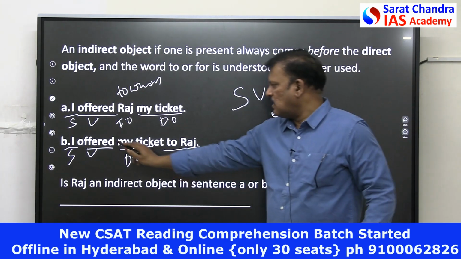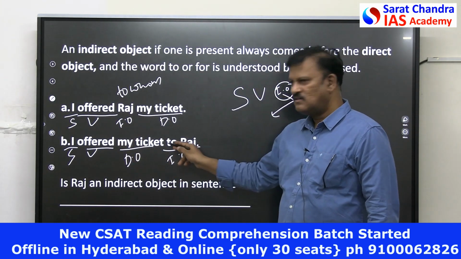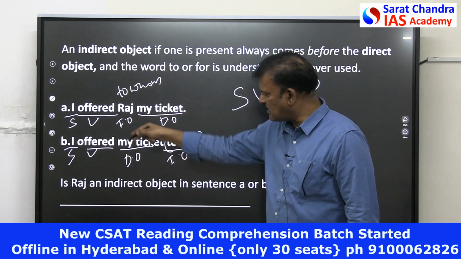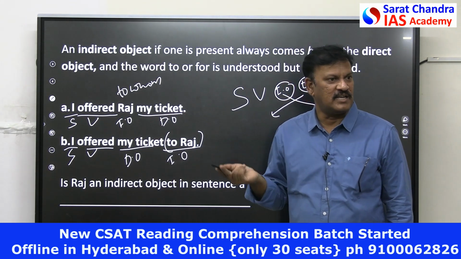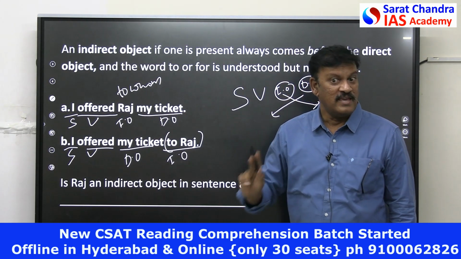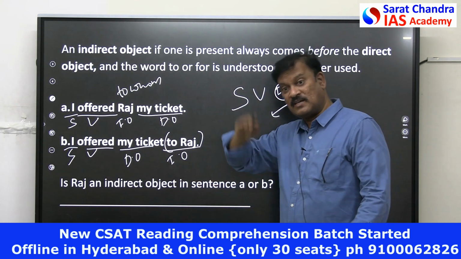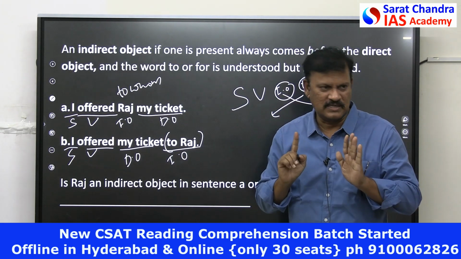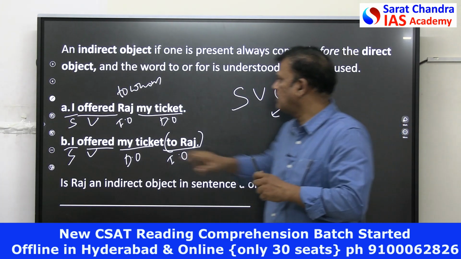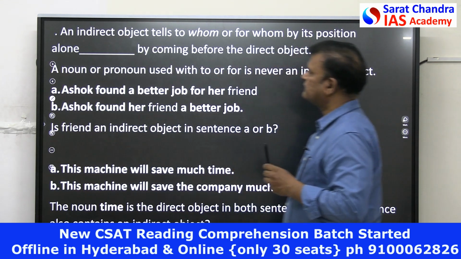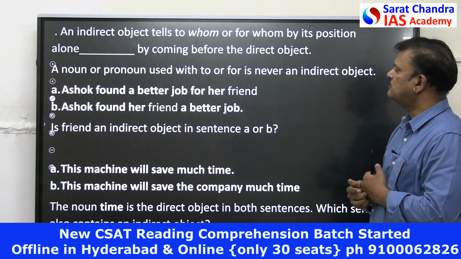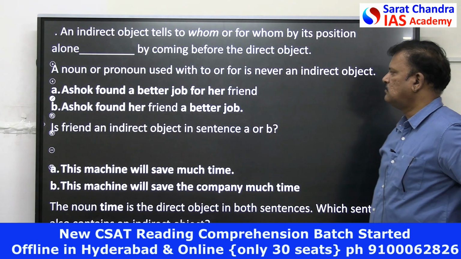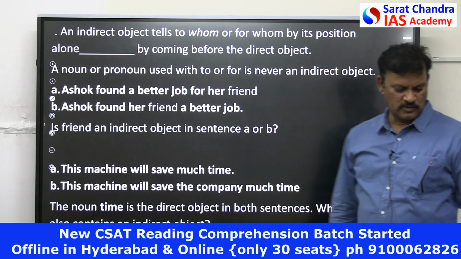Now look at this. I offered my ticket to Raj. To indirect object. If I ask you to change Raj here, I offered Raj a ticket. There I don't have to put any to or for. If I want to put that indirect object right side of the direct object, then I have to put to or for. Clear? Let me see. Fine. Now look at this. You have to find out.